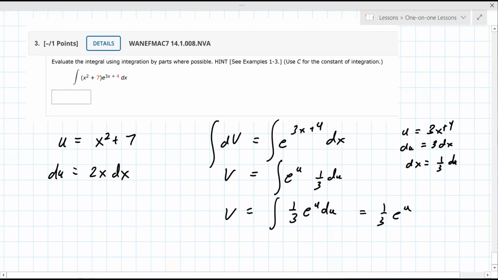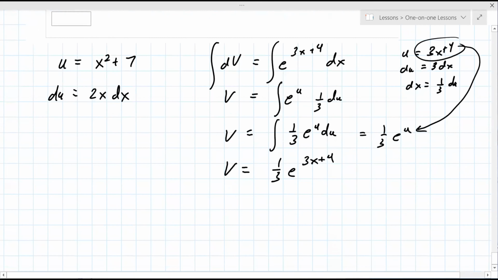because the derivative of e to the u is itself. This 1/3 is just a constant. It can be out in front. But then you have to take this exponent, put it back in. So v is really 1/3 e to the 3x plus 4. You generally don't have time to do this, but if you could check your answer, if you could take the derivative of this, you would get back to this original function here.